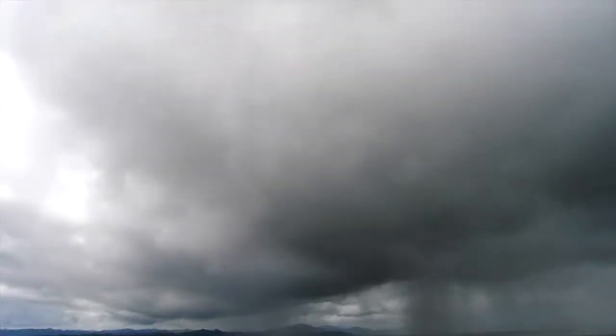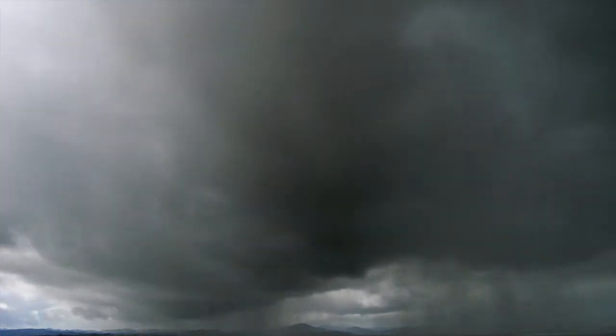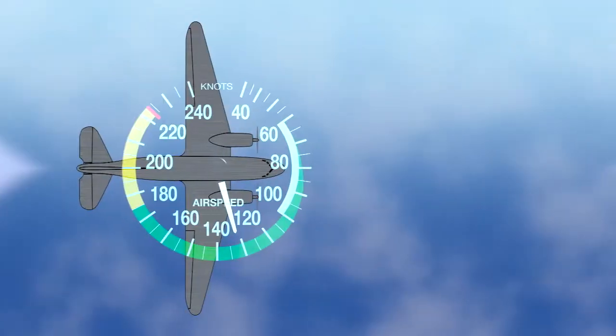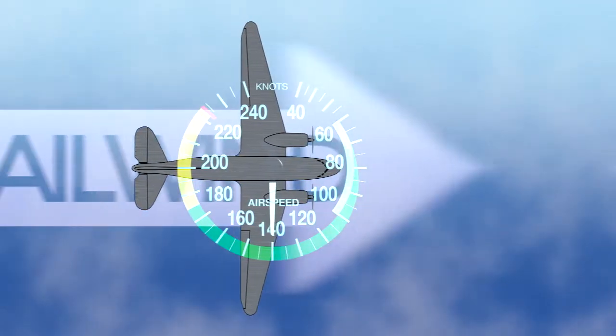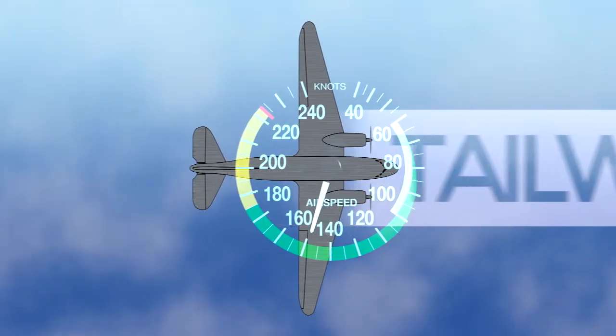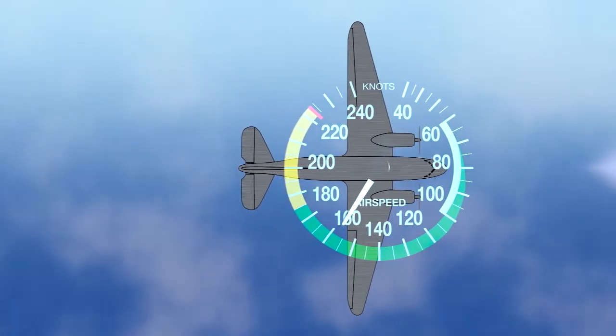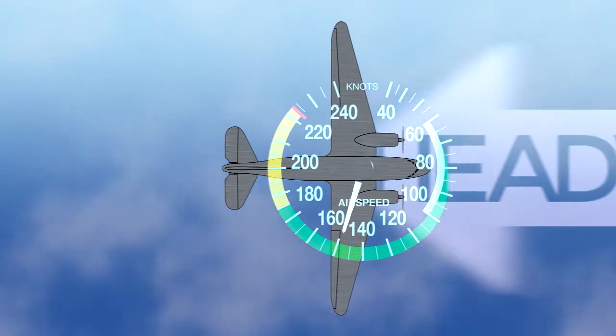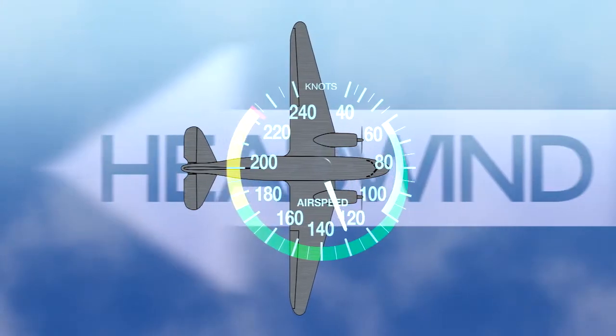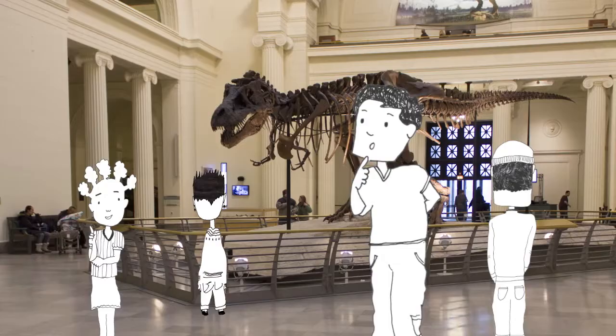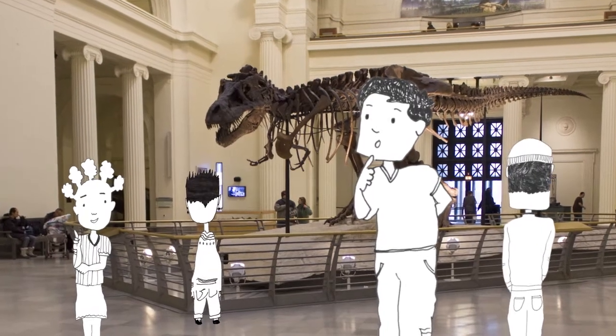Pilots need to factor in weather conditions, especially wind speed and wind direction. If there's a tailwind, one that blows in the same direction that the plane is traveling, it can boost the plane's airspeed. But if there's a headwind, one that blows in the opposite direction the plane is traveling, it will slow the aircraft down.